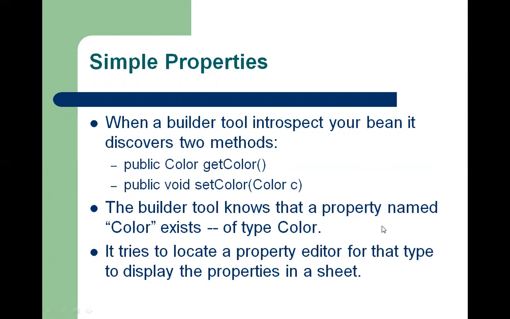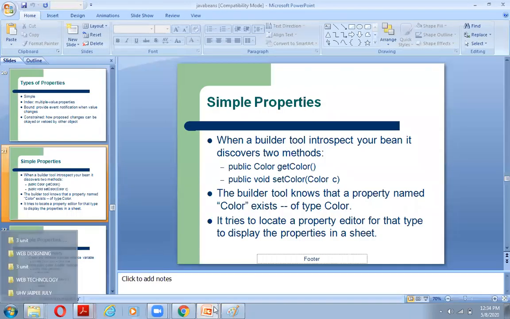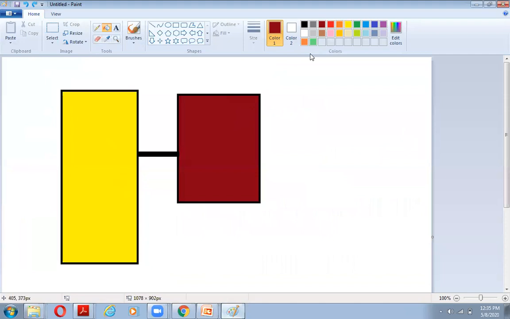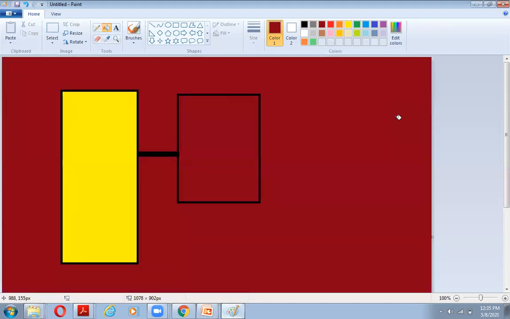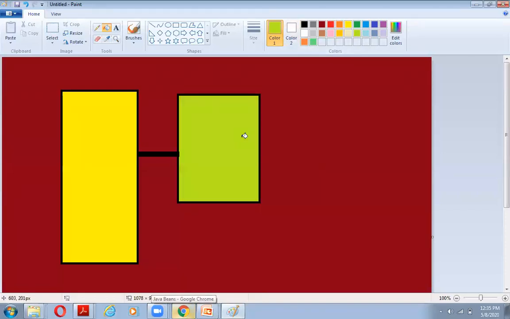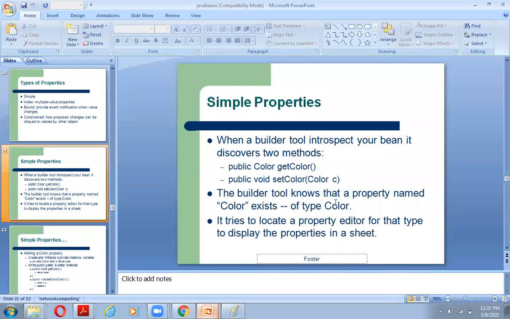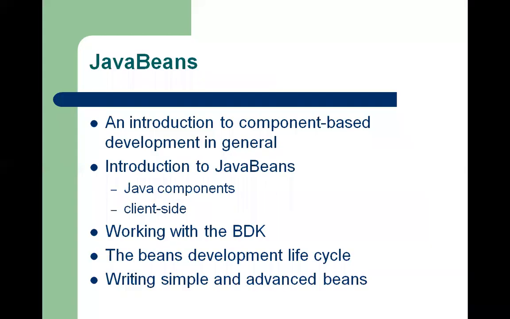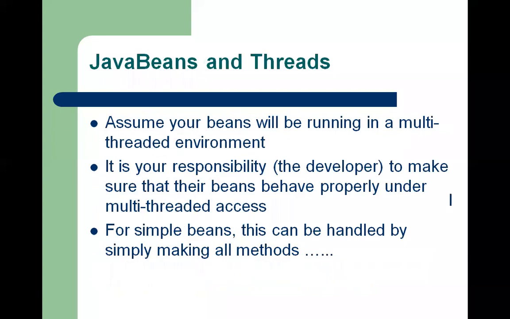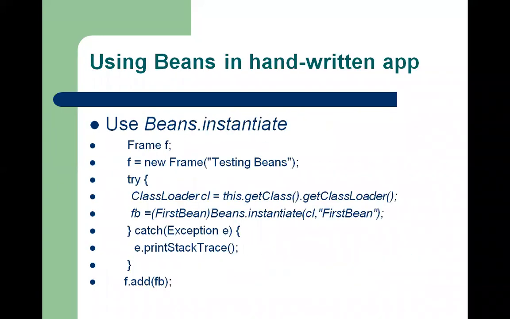Okay. The builder tool knows the property method color of the type so that the builder can understand that property method. It tries to locate a property editor for that type and displays the properties in a sheet. That is what we have done in the last example. Okay, we just display the property in the sheet and the builder understands where to put this color. If I take this color and put it here, the builder understands that this color has to be put out here. This is what Java means. The builder understands where to put color with the help of the program in the backend. Okay, that's what this program is all about.